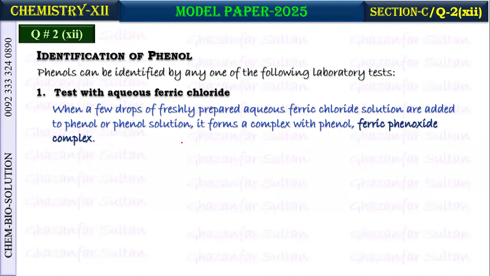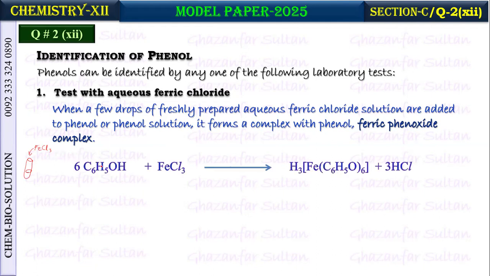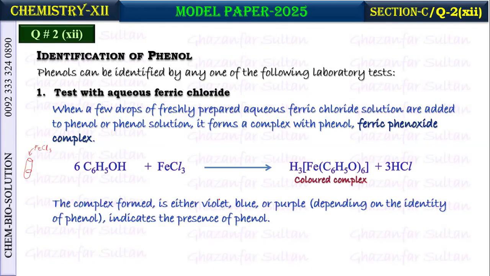How do we perform this test? We take the sample of organic compound or its solution. Then we add a few drops of ferric chloride solution, aqueous ferric chloride. So it is very light yellow in color, ferric chloride solution. So this yellow colored solution turns into a different color, blue, violet, purple, or any other color. If this color change occurs, then it indicates the presence of phenol.